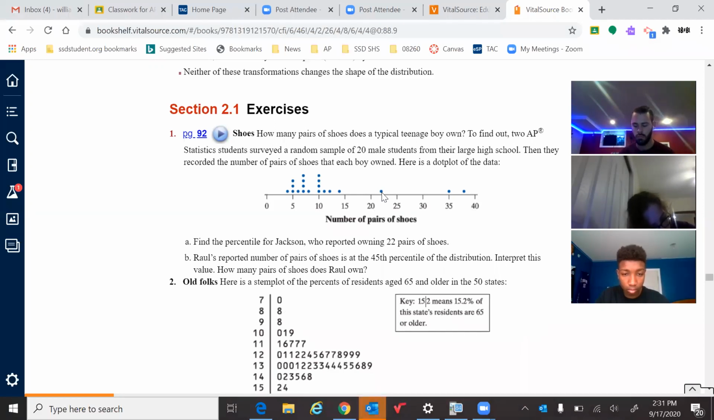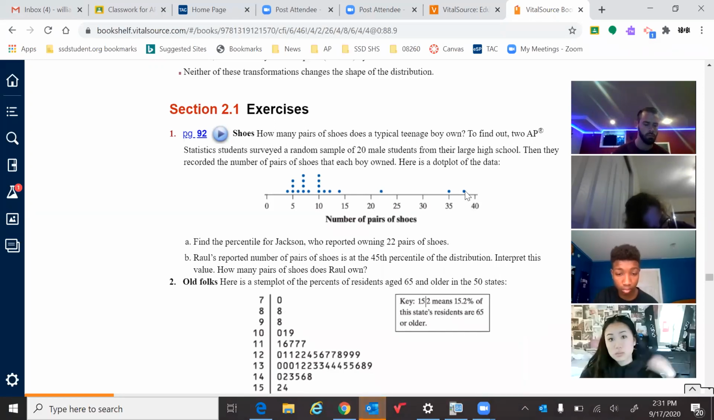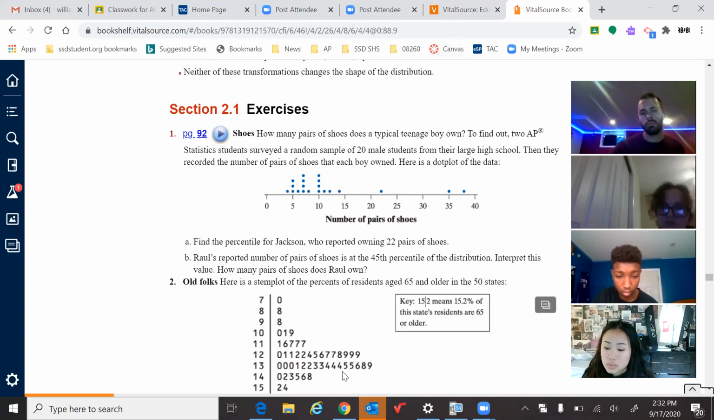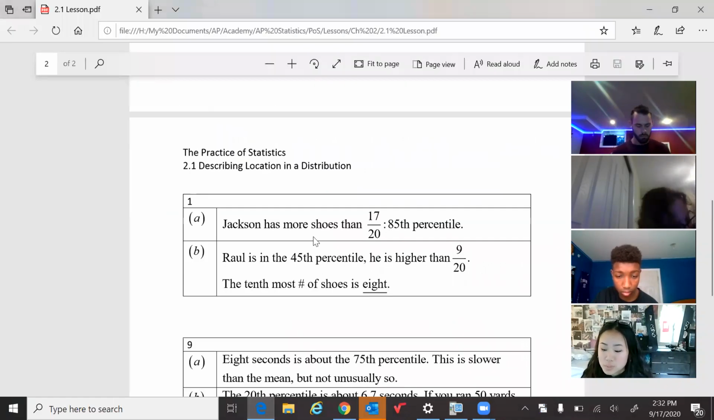Ready? So there are 2 people that have more pairs of shoes than Jackson does. There are 20 people altogether. So there have got to be 17 over here that have fewer shoes than Jackson does. So he has more shoes than 17 20ths. So that puts him in the 85th percentile. Okay.